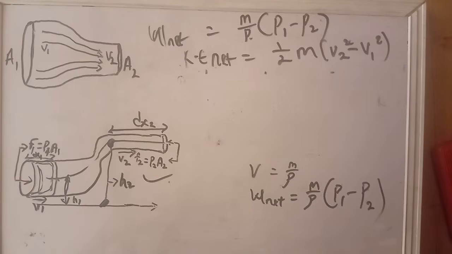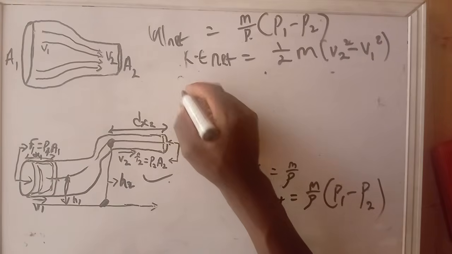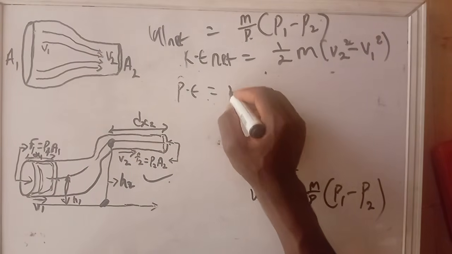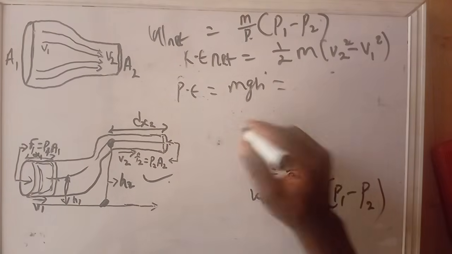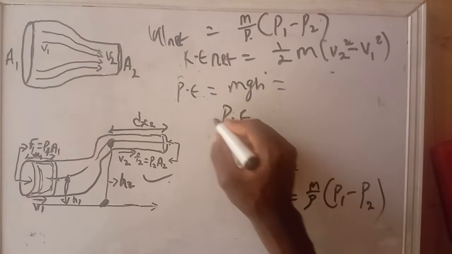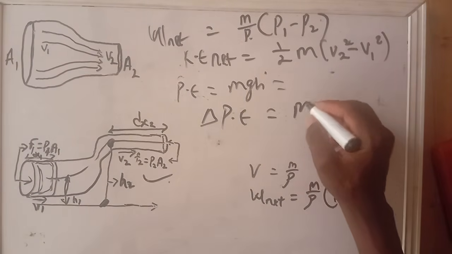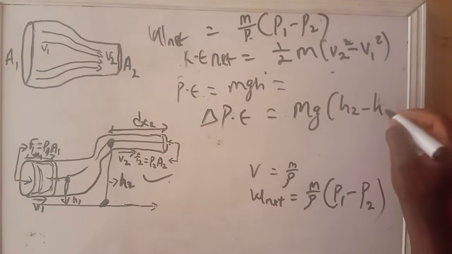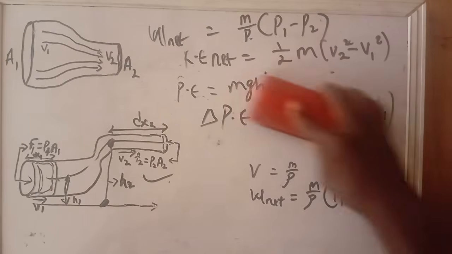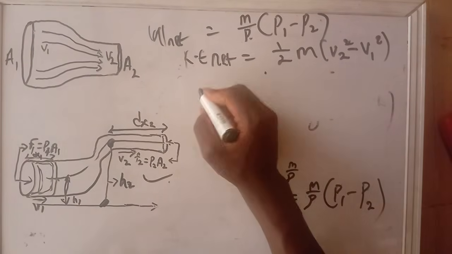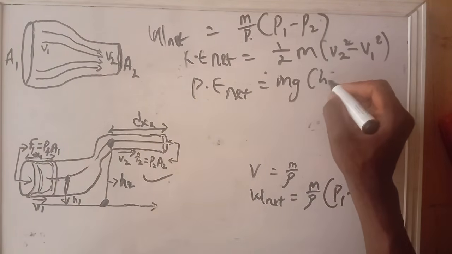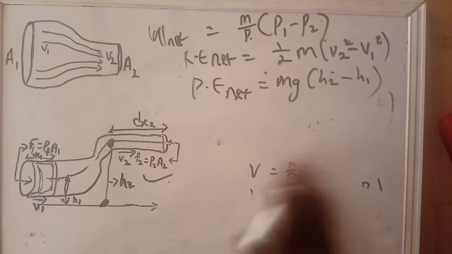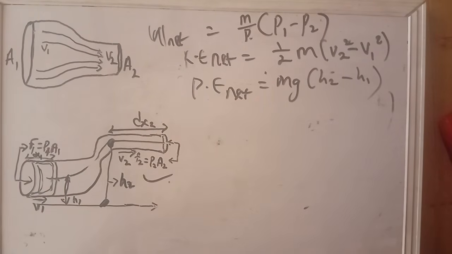Now here we are also talking about height. So if you are talking about height, that means there is also potential energy. You know potential energy equals to mgh. And if you are talking of net potential energy, our change in potential energy is going to give us mg h2 minus h1. So these are the three things we need. So our PE net equals to mg h2 minus h1. Are we together?